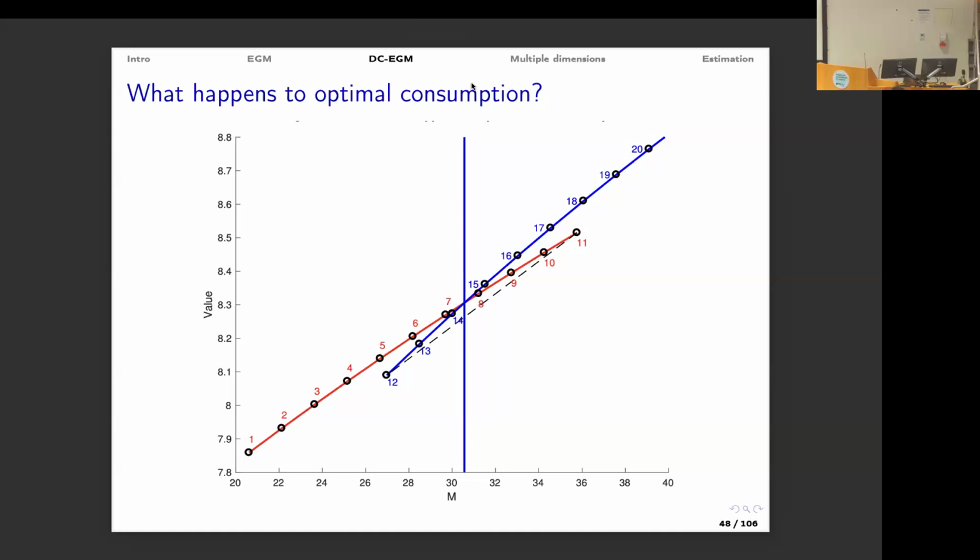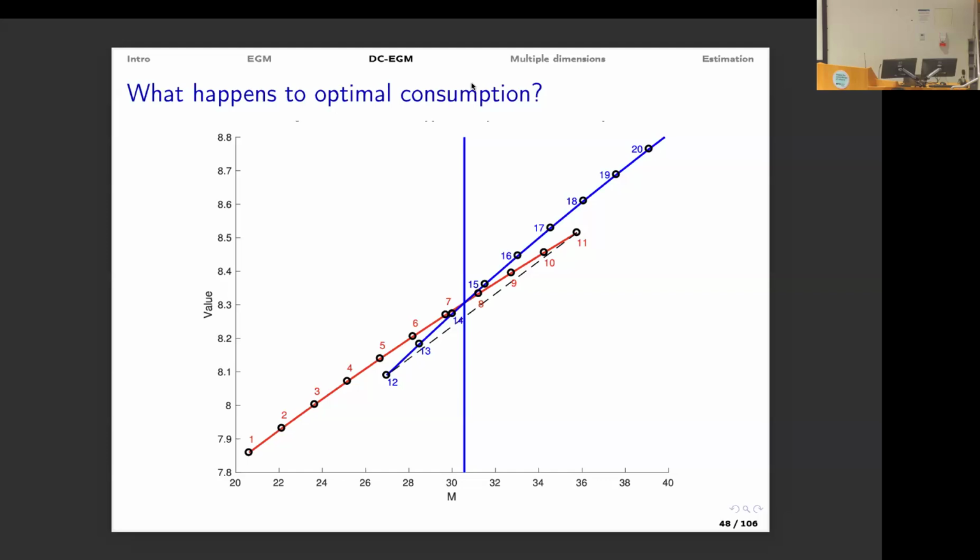Okay, so here's how the algorithm works. Now we've put numbers on the points generated by EGM. Every time you have this jump back, you separate the value function correspondence into two segments, and you start the upper envelope calculation on these two segments.